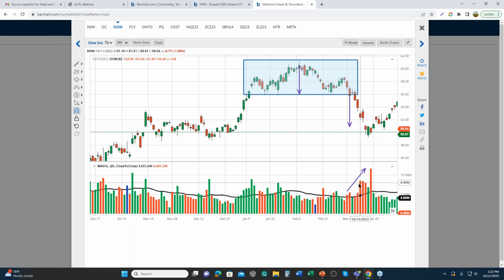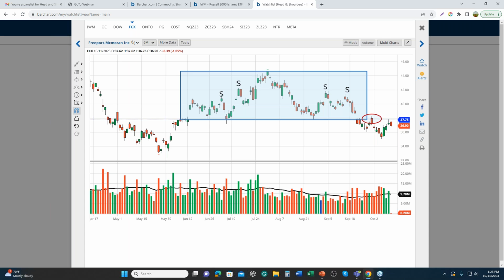But notice in this one, the strength of the acceleration did move us back to the origin of the impulse that started the first leg into our head and shoulders. Again, the general rule here is the minimum price objective is the lesser of the two. In this case, this one overachieved.